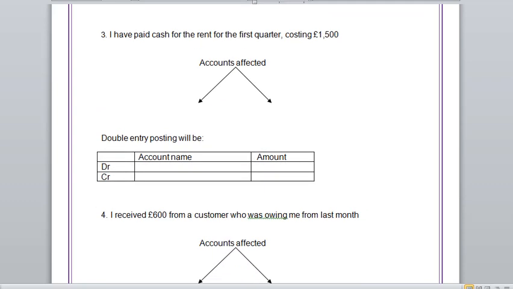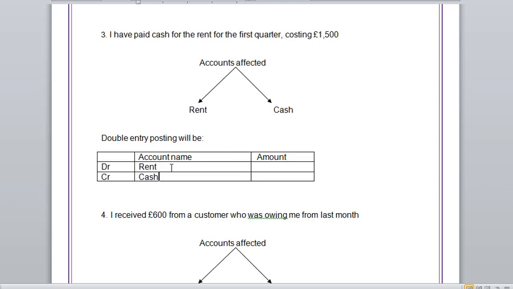I have paid cash for the rent for the first quarter, costing £1,500. You are incurring cost. What cost are you incurring? In this case, I'm incurring the expense of rent. The rent is being paid, so that cost is increasing in my hands. I'm going to debit expense, debit. So the rent will be debited, and it said I paid cash. So my cash account will be affected automatically. The cash account is reducing, so I will credit the cash account.